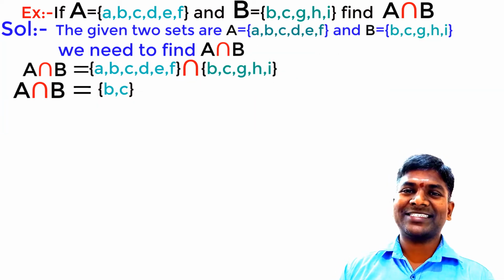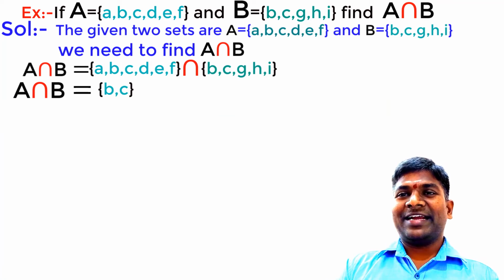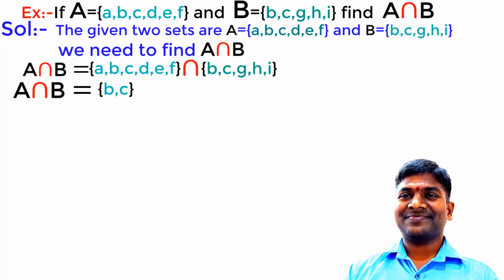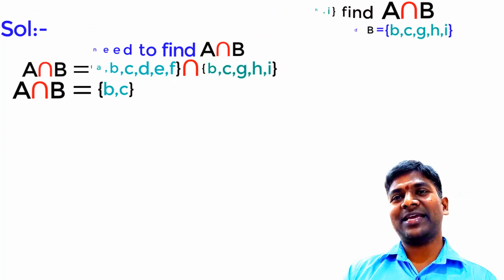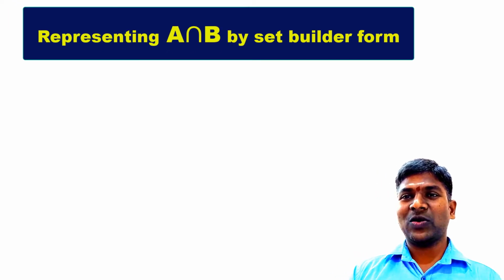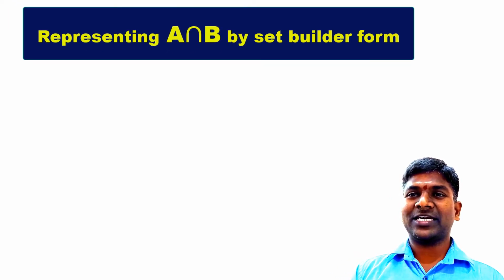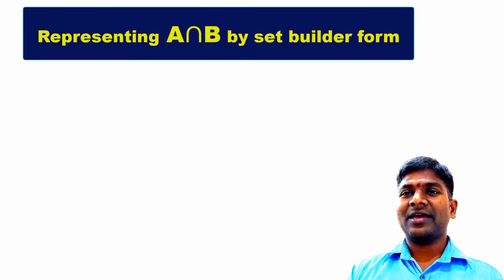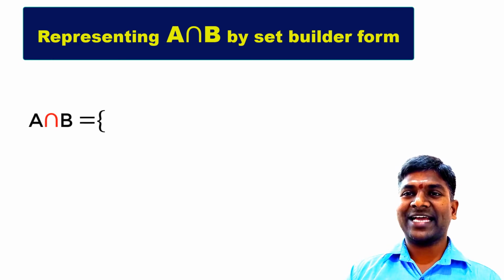Let us try to write the set builder form of intersection of sets. Let us take A and B are two sets. Intersection of sets A and B is represented by A intersection B. A intersection B is equal to, when we write in set builder form, all the elements of A intersection B are represented by a variable, that is X.